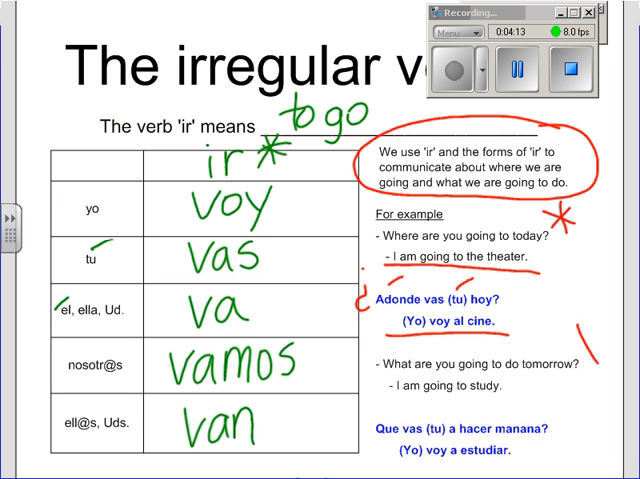My second example down here is one where I'm not asking about a place, where are you going to, but rather an activity. What are you going to do? What are you going to do tomorrow? I'm going to study, okay? So here my question has a very similar format. ¿Qué vas a hacer mañana? Remember the H is silent, so it's very hard to hear the separation between those words, but they're there in writing. ¿Qué vas a hacer mañana? Or ¿qué vas tú a hacer mañana? Yo voy a estudiar. Or our short version, voy a estudiar.